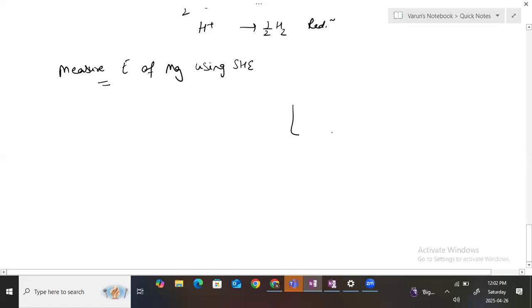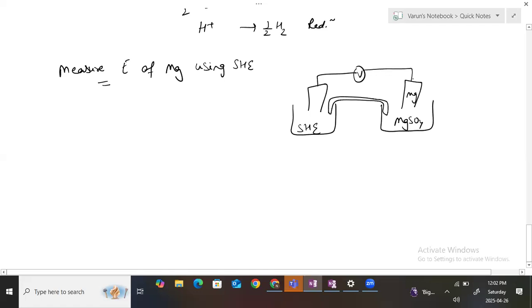What we do basically, we again took two half cells. Randomly, I have made one of magnesium and the other one I have taken is SHE, connected by a salt bridge. Here I have placed a voltmeter. Voltmeter, because it will measure the potential and that will be my potential for the cell. I understand that the potential for SHE is always zero.